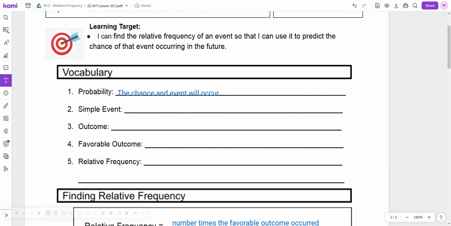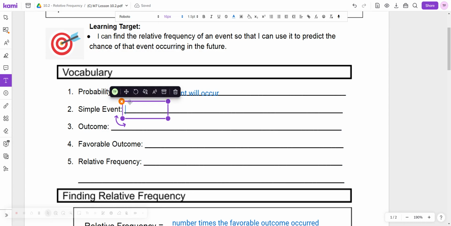Okay? Going on down to a simple event. A simple event is like when one thing happens. So for instance, if we have one number cube and we roll it once, or we have a spinner and we spin it once, or we select one marble out of the bag, that is a simple event.